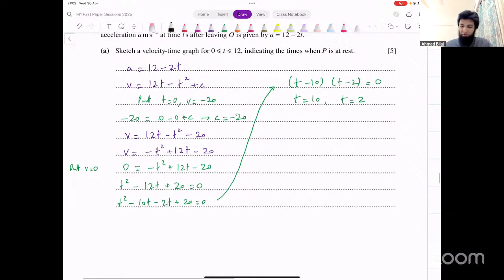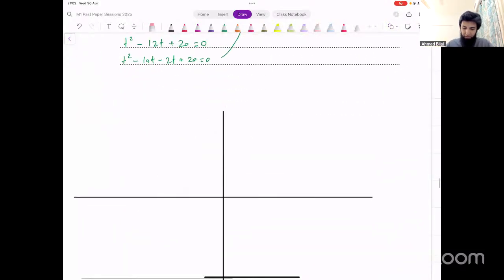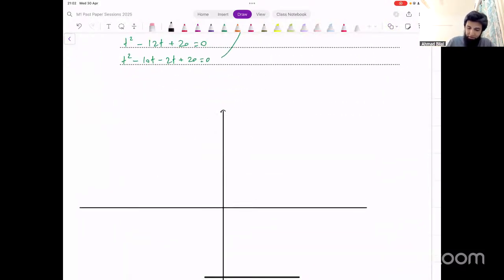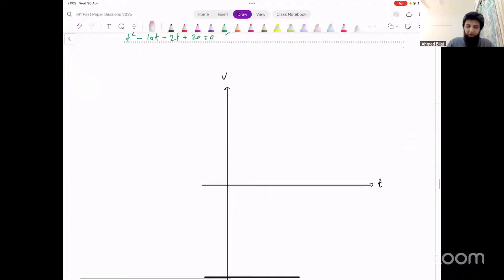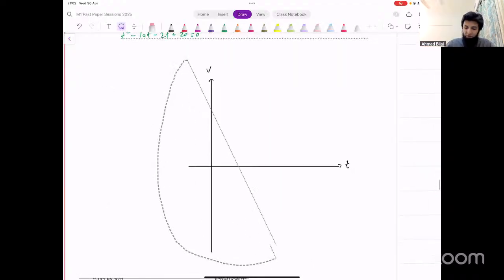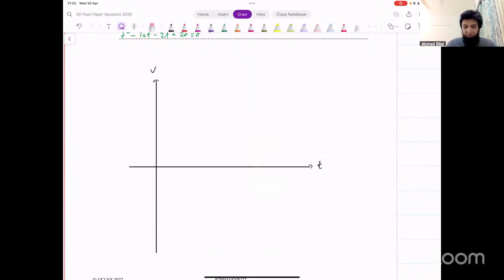So what is the velocity time graph going to look like now? You can draw that here. This is velocity, this is time. We have found the two x-intercepts, right? The points where the velocity becomes equal to 0. So now we can get an idea about the shape of the graph from that as well.